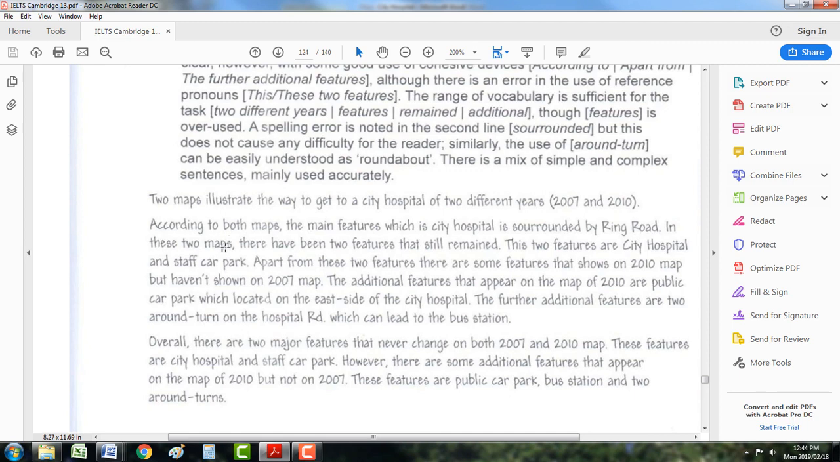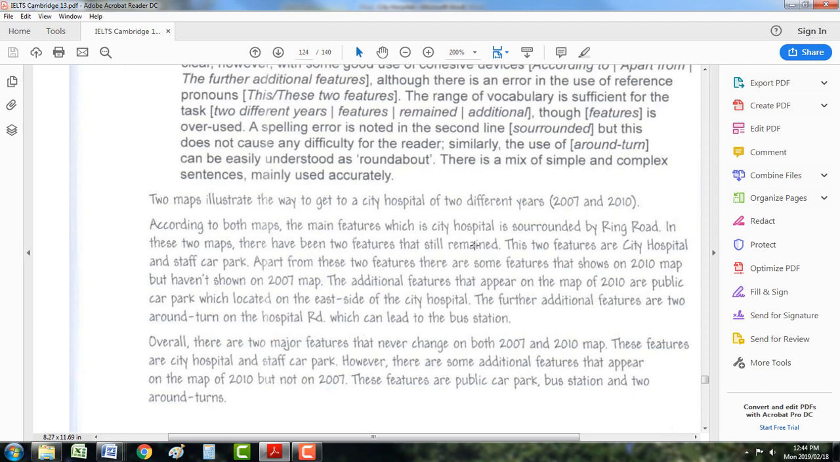In these two maps, again, that's not necessary, said it before. There have been two features that still remained. My goodness, why is there have been? That's wrong. You just want there was, there were. You don't need this have been present perfect thing. This two features, now really you should get that right, because that is obviously a plural. That should be these two features, and that's good if you can do it. It's a reference pronoun.